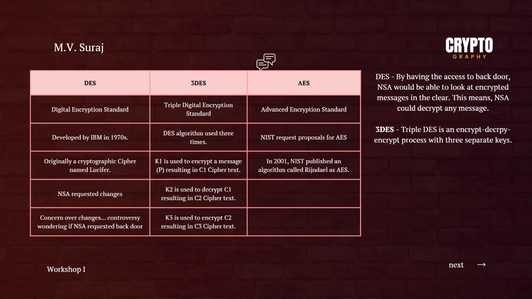And key 3 is used to encrypt the key 2 ciphertext, which results in a C3 ciphertext. So it's kind of like an encrypt, decrypt, encrypt process. This might sound confusing. The wording might sound confusing. So I would recommend you to research more about what this process is.